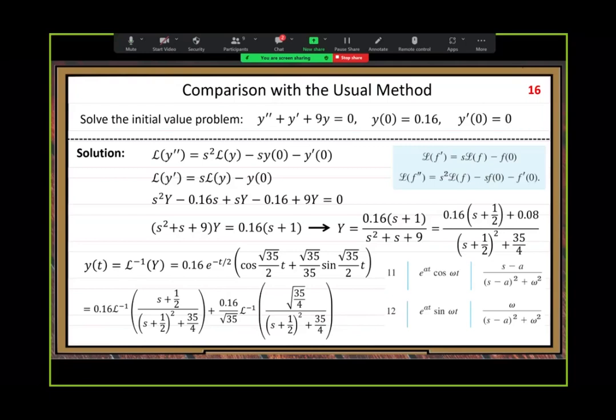This root 35 over 35 is not that important, because if you use 1 over root 35, it's fine. Just if we put our root numbers at the numerator, it looks a little better than at the denominator. But that step is not very important. All right, that's the final solution.